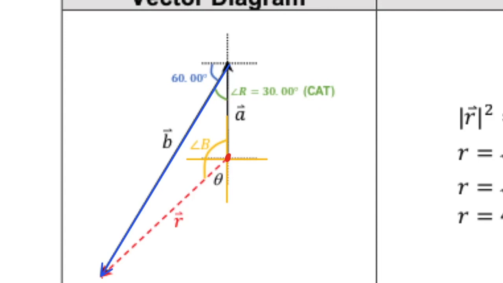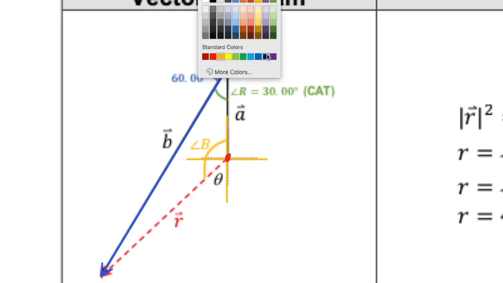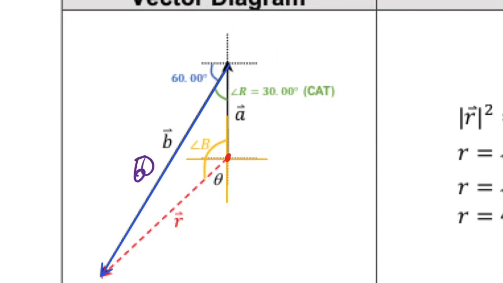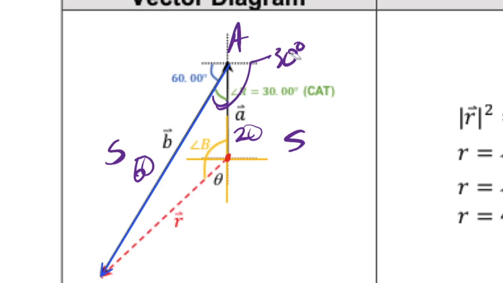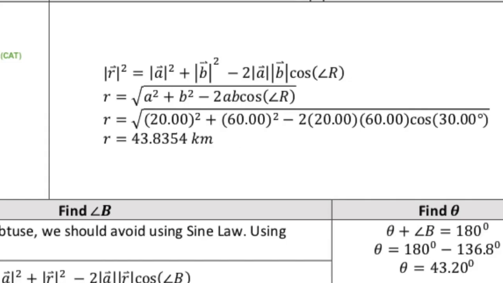Once again, we have enough information to solve this. We know the magnitude of this side is 60. We know this angle here is 30 degrees. And we know the magnitude of this side is 20. So we have side, angle, side, you guessed it, cosine law. So again, we're using cosine law, but in the vector version.